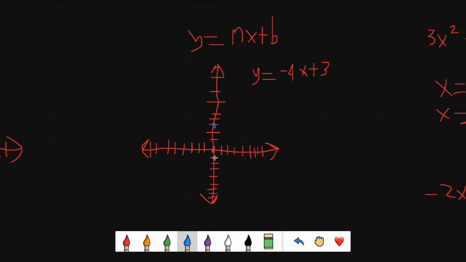They usually do long substitution steps, but you don't have to do that. Since it has an x, you can just do this: negative 4, 1.